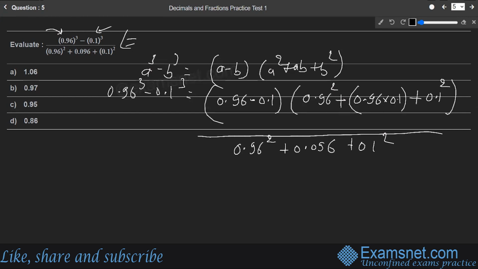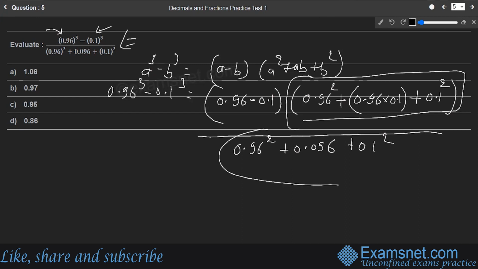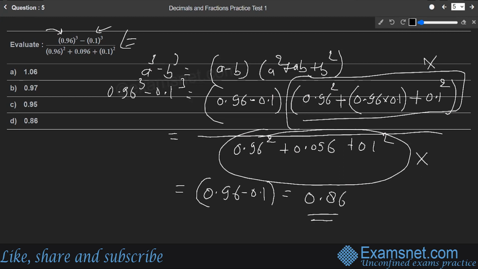If we look clearly, this particular term of the numerator is exactly similar to the denominator, so they both can be cancelled out with each other. Ultimately we remain with the expression 0.96 minus 0.1. If you solve this, it comes out to be 0.86, and that is going to be the right answer. Let's see where it is available. It is available in option number D.